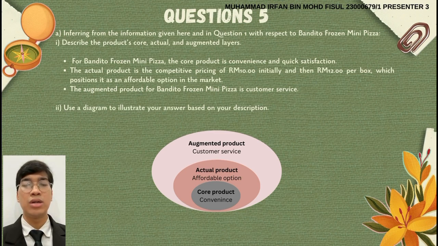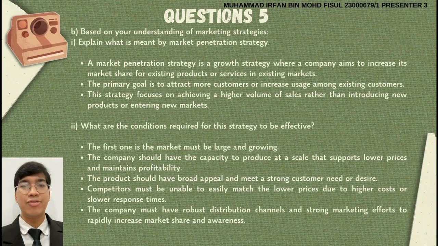Look at our illustration. The first layer, the core product, is convenience. The second layer, the actual product, is an affordable option, and the third layer, the augmented product, is customer service. Question 5B1. Based on your understanding of marketing strategies, explain what is meant by market penetration strategy.